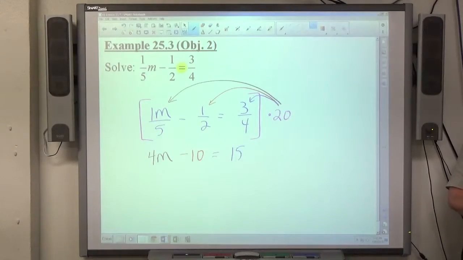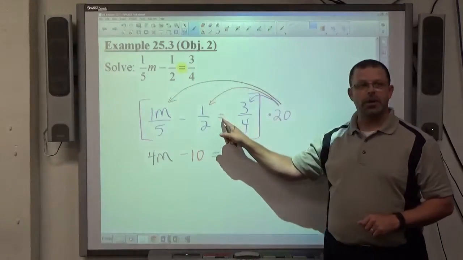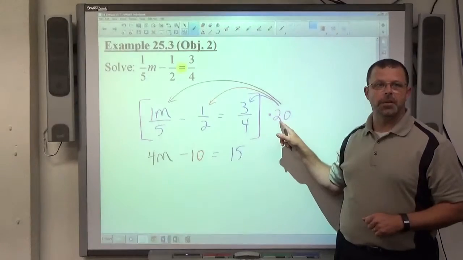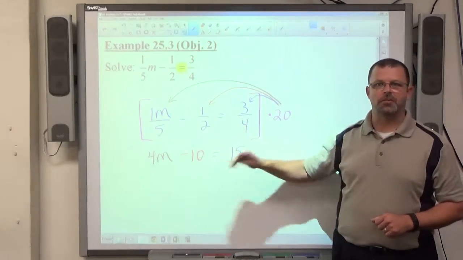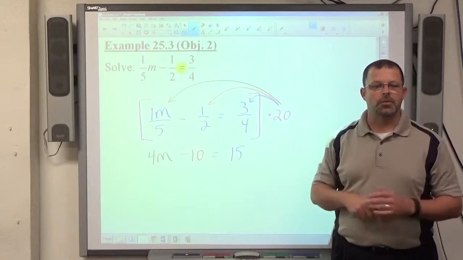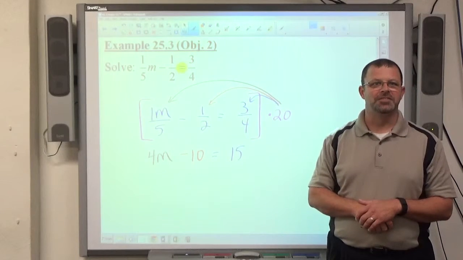Okay, that will work 100% of the time as long as it's an equation and as long as this is a common denominator. The answer to this problem is exactly the same as the answer to that problem. This has no fractions in it. Do you want us to do it that way? I would recommend it. Makes life easier.